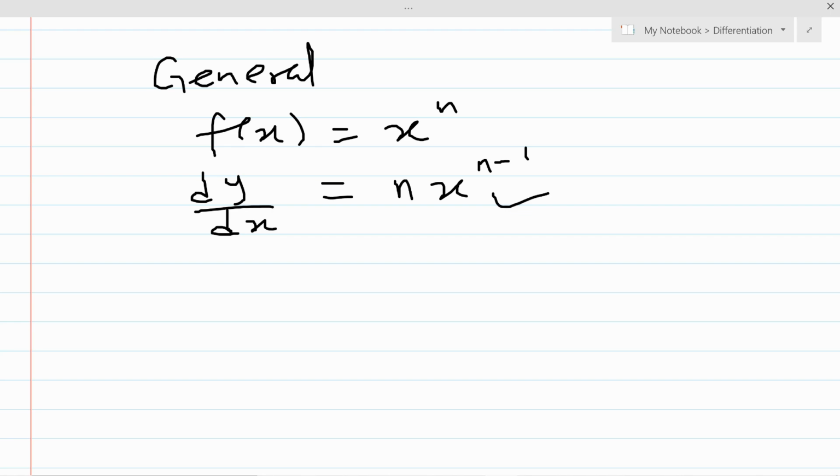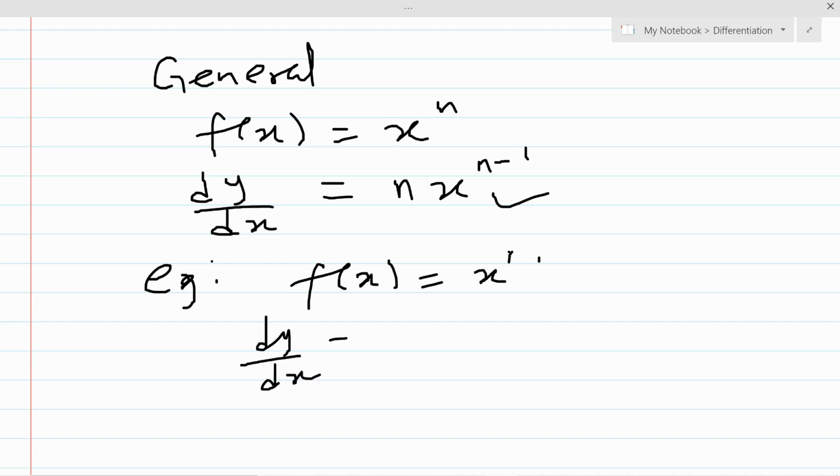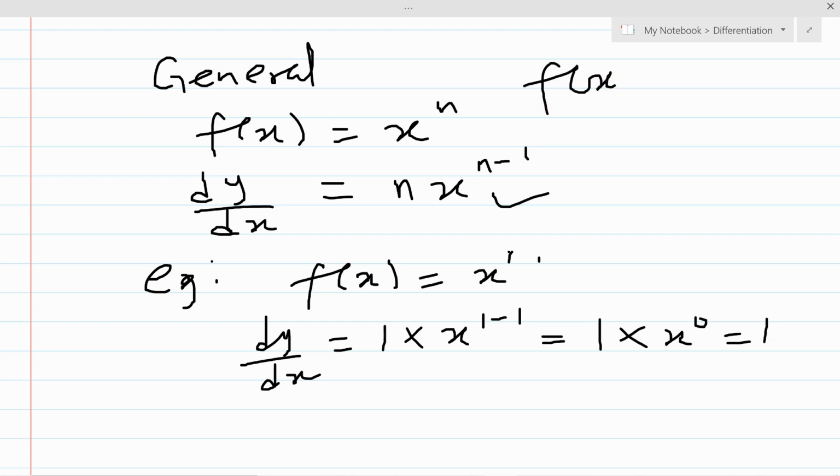Okay, so example like we did, we had a situation where f of x equals x. Now we are saying that the power of x here is 1. So what we do is, then our dy dx, mostly represent derivative by dy dx, equals 1 times x to the power 1 minus 1, and that will give me 1, because times x to the 0, and x to the 0 is 1, so 1 times 1 is 1.